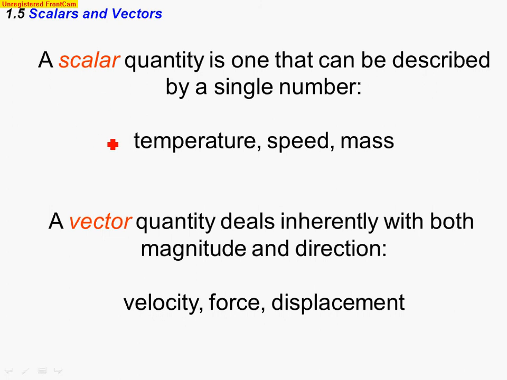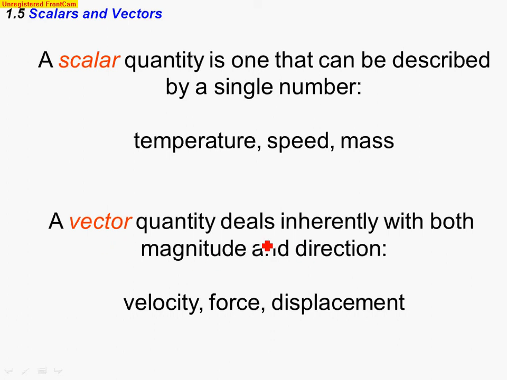So a scalar is something that you can describe with just a number. We say that a scalar has only a magnitude. Magnitude is just another word that means size. So for instance, a temperature can be described just with a number. It can be 20 degrees Celsius. A speed or a mass, those are all scalars.